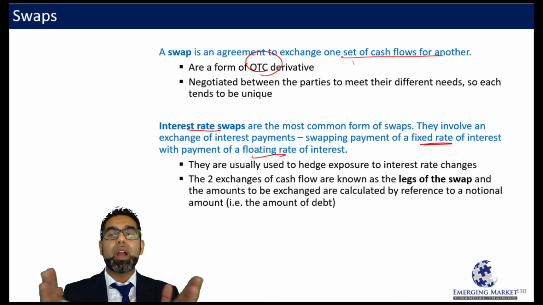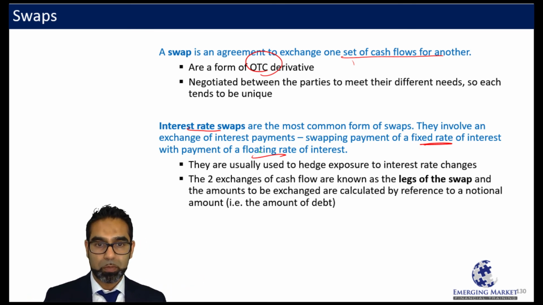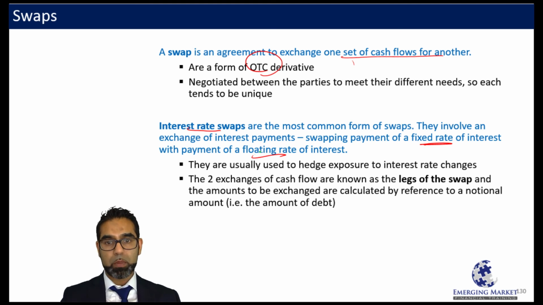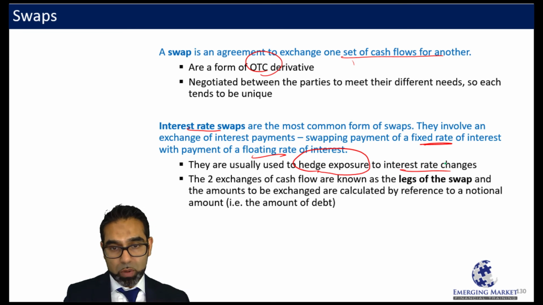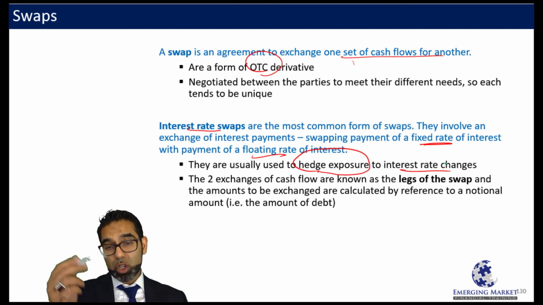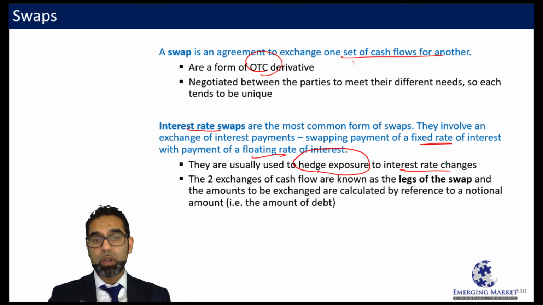And we do this for 5 years. So that would be a 5-year swap with semi-annual settlement. Okay? Exchange of interest payments. And these are usually used to hedge exposure to interest rates. Okay, if I believe interest rates are going to go up, I may do this, or if I believe interest rates are going down, I may do this to hedge or reduce my risk.